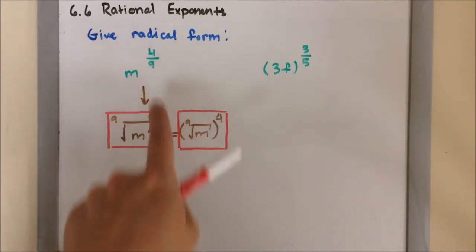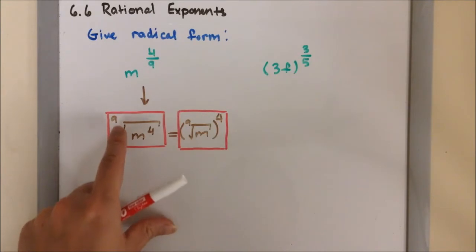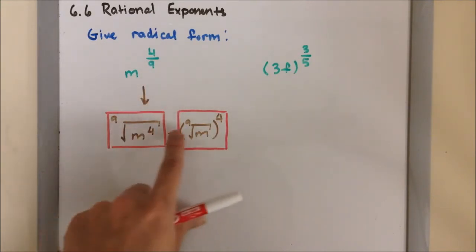So my numerator is the exponent that is outside on the m, whereas the denominator is the index for the radical.